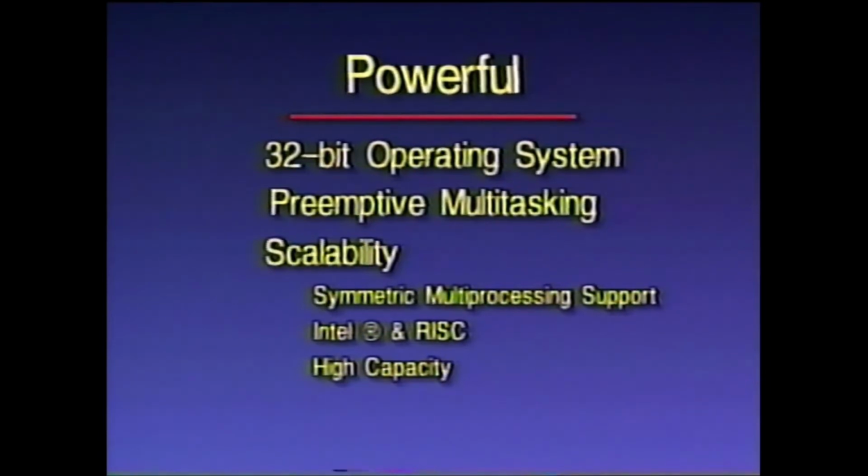In addition, they didn't want any bottlenecks in the system, so we made Windows NT scalable so it can run on single processor machines and also scale up to symmetric multiprocessor or RISC architectures. In addition, there are no built-in capacity limits in Windows NT. Files can be as large as 17 billion gigabytes, effectively removing all storage limits. As well, Windows NT can address up to 4 gigabytes of RAM.